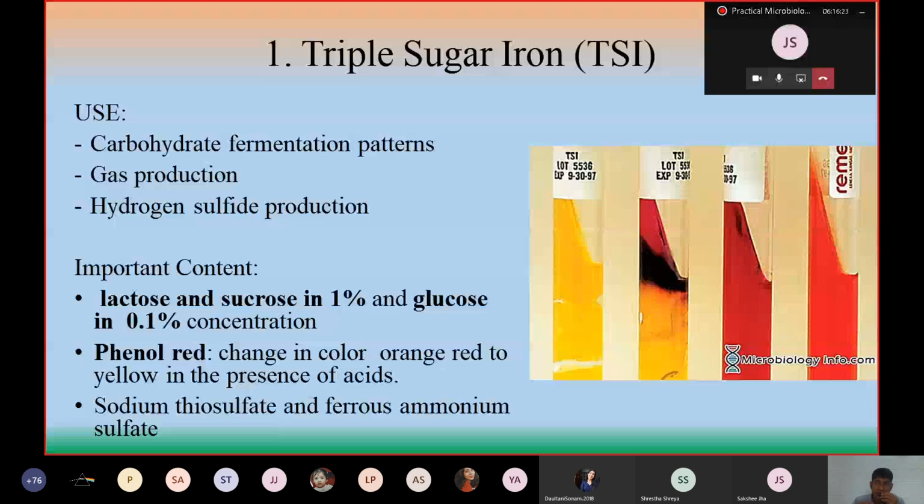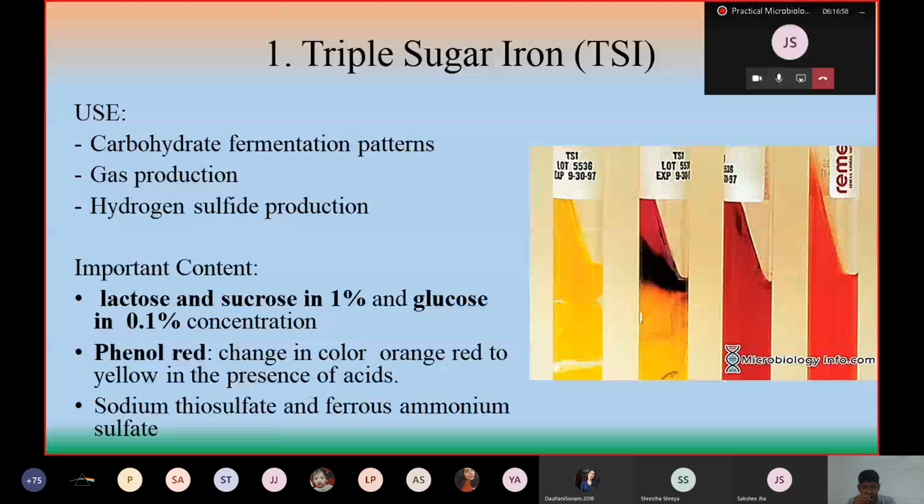Gas production: if the organism is fermenting these sugars and one of the end products is gas, that can be detected in the medium. We'll see how it is detected. So gas production and hydrogen sulfide production. It contains certain chemicals that will trap the hydrogen sulfide and convert it into ferrous sulfide, which is a black precipitate. So it can be used for the hydrogen sulfide production test also. Now what is the content of the media?